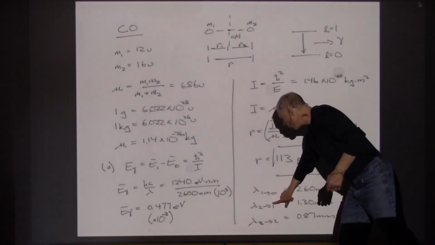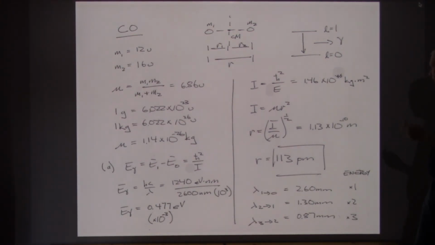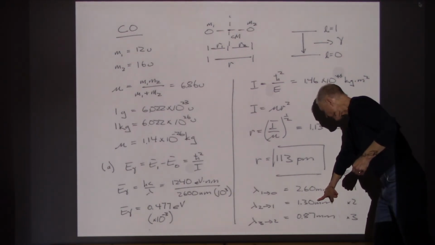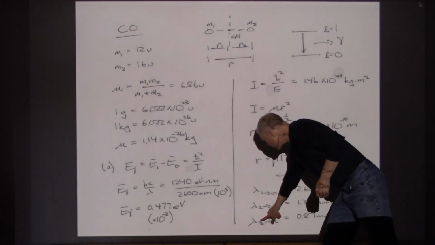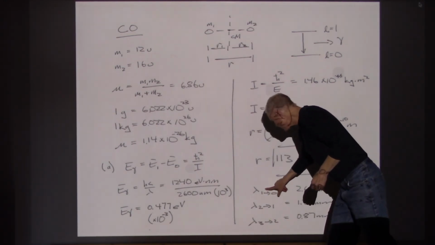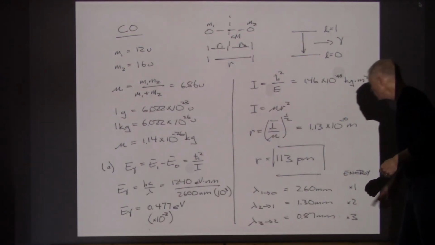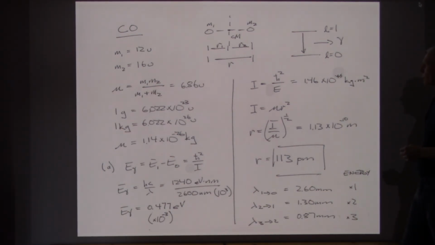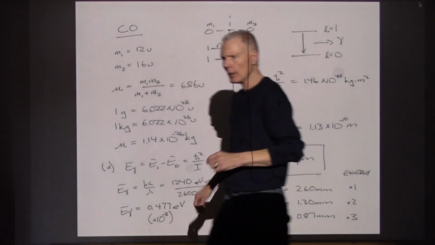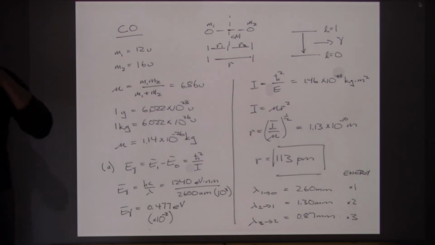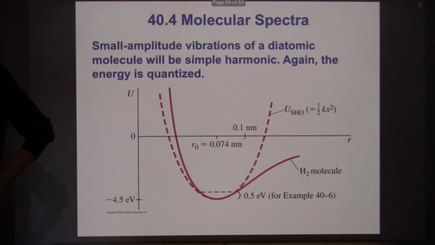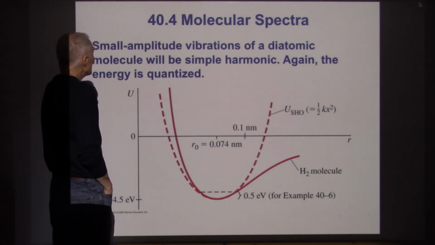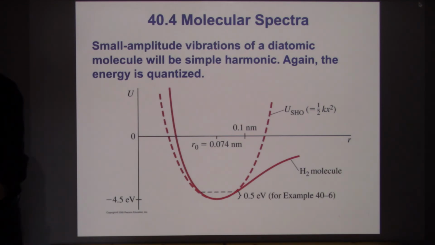If I go from 2 to 1, if you remember from the previous chart, that's twice as much energy. So the wavelength will be shorter by a factor of 2. Going from 3 to 2 is 3 times the energy as 1 to 0. So that would be 2.60 divided by 3. So once we get one of these energies calculated, we can quickly predict what the energy separation will be between other states. All right, and that's an example of rotation.